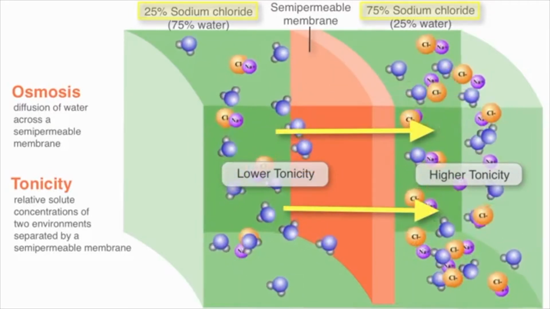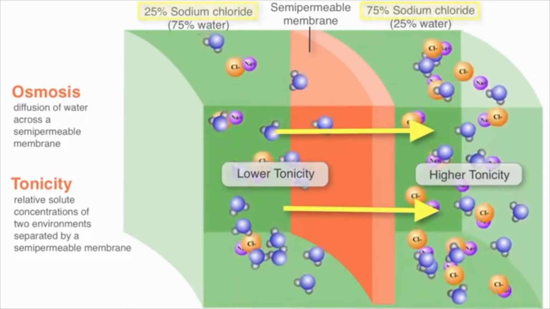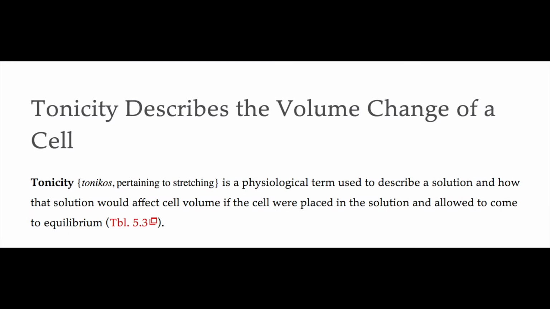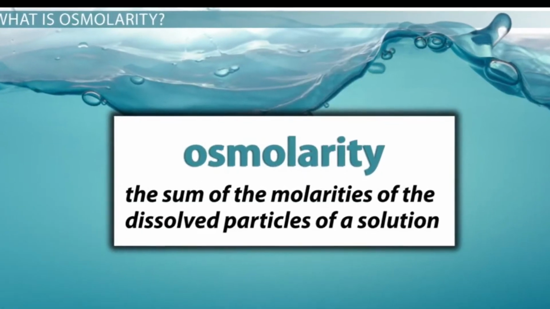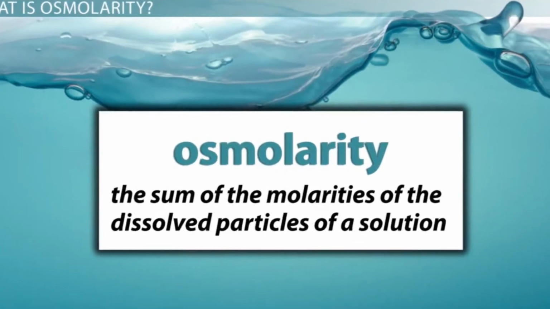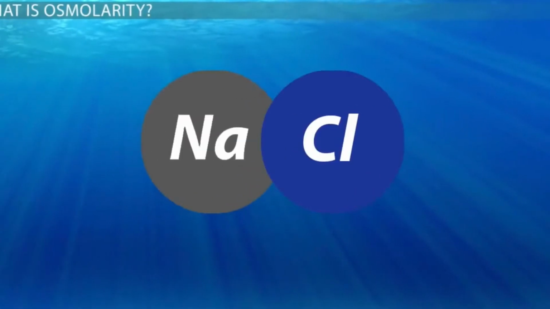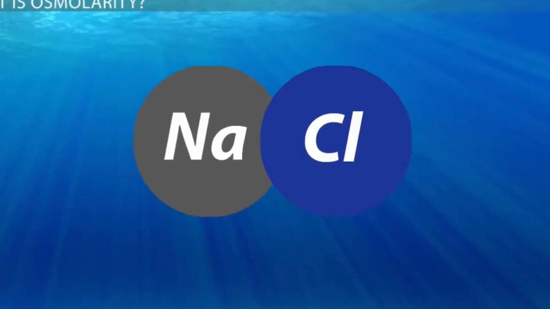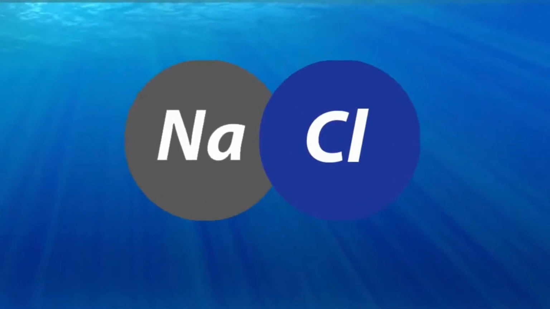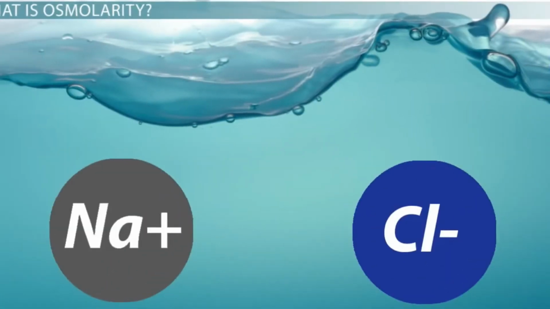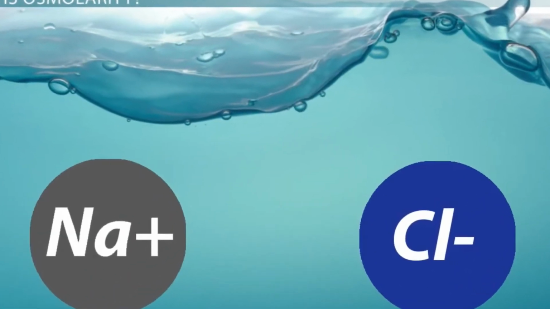Tonicity and osmolarity often get confused. As a reference point, tonicity deals with concentration, volume, and the environments of a cell if allowed to come to equilibrium. On the other hand, osmolarity looks at the sum of the molarities of the dissolved particles of a solution. For example, in an aqueous environment, NaCl would dissolve into two separate particles, Na+ and Cl-, the ionic forms.